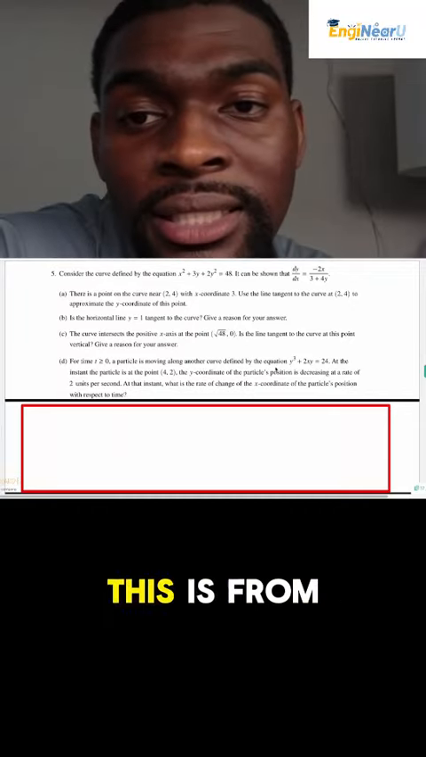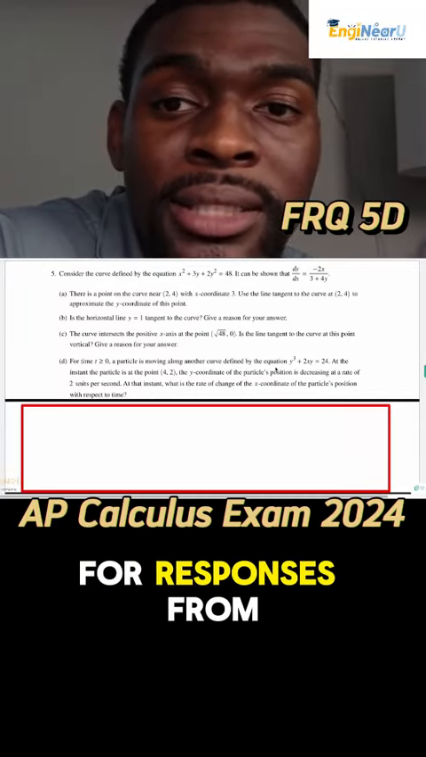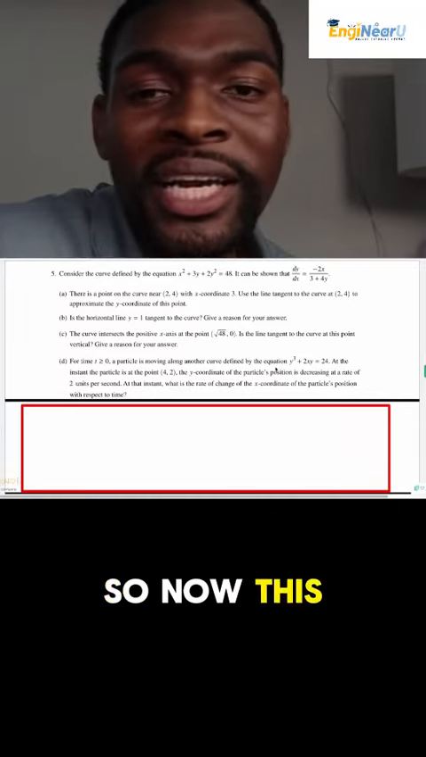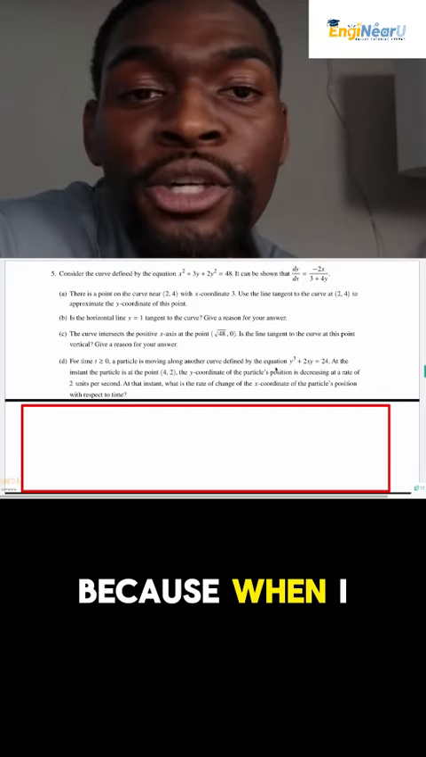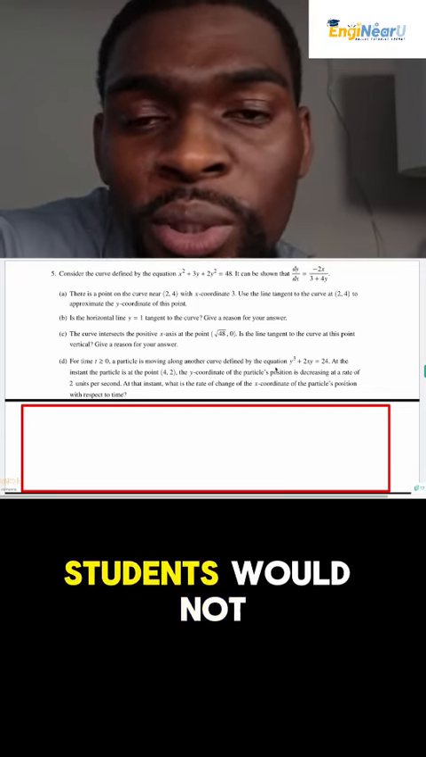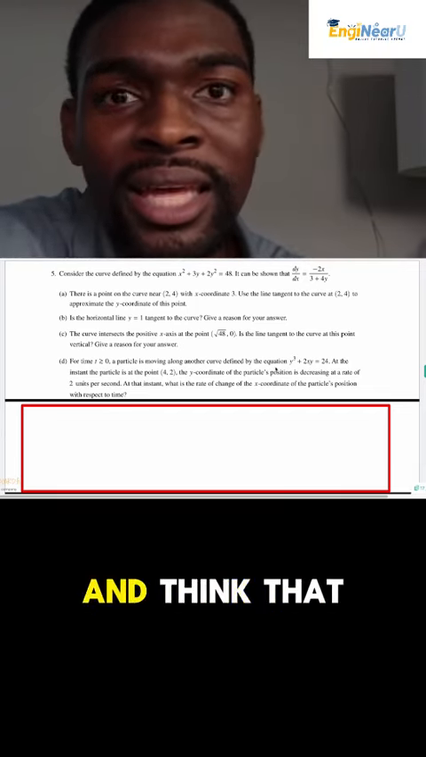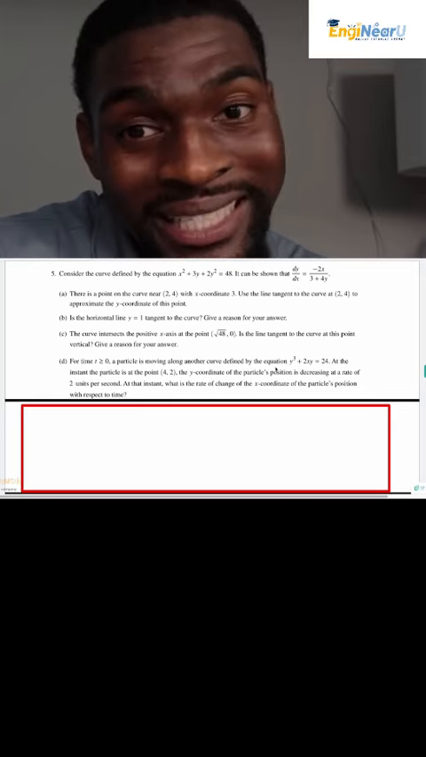Alrighty, 5D. This is from AP Calculus, free responses from the 2024 exam. This is an interesting question because when I first read this one, my immediate reaction was that a lot of students would not recognize that this is a related rates problem and think that this is a particle in motion problem. But it's not, it's related rates.